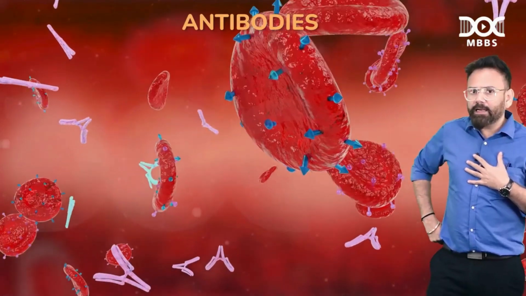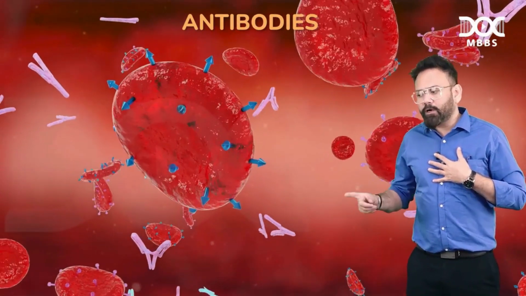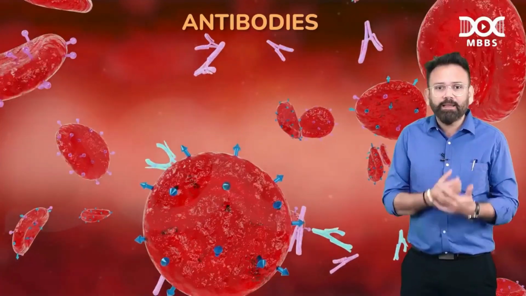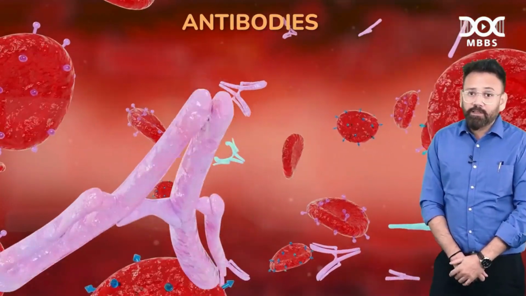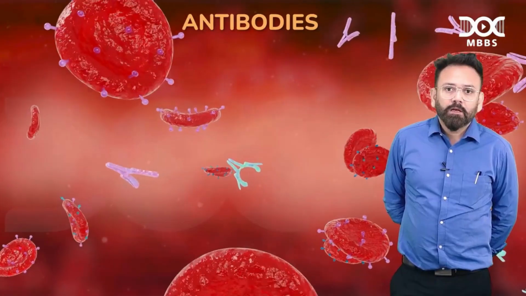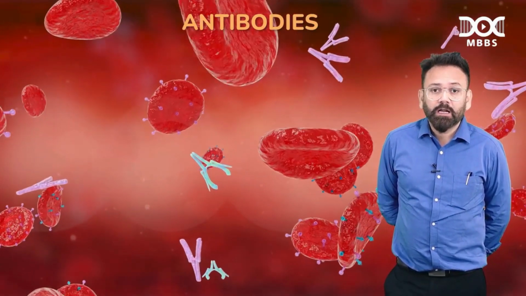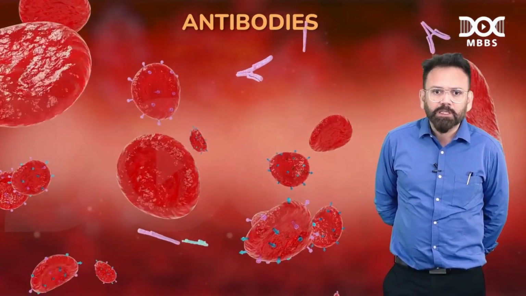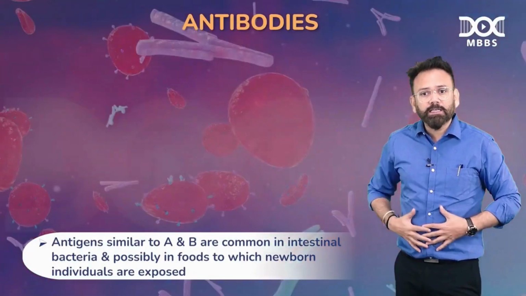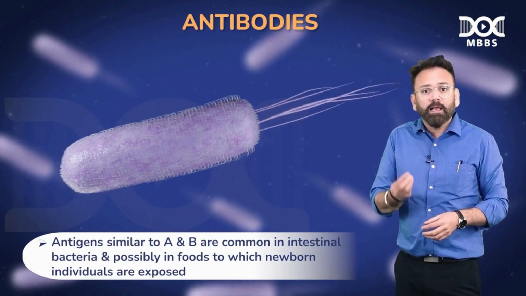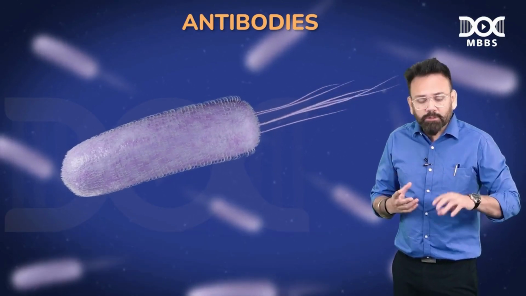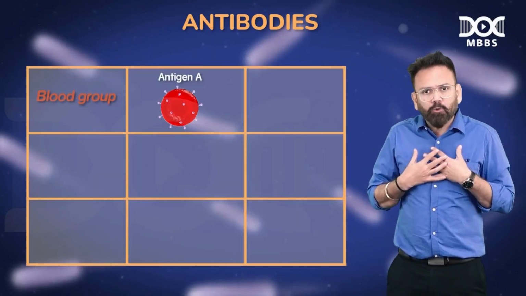If I am having A antigen, okay, the antibody is against B. So how is the antibody formed even when you are not having antigen B? This is my question. Actually, this is a very important question for Viva. In the hematology lab, in your grand Viva, in your examination, short question, if they are asking you about antigen and antibody, you have to mention this point that antigens similar to A and B are common in the intestinal bacteria and possibly in some food to which newborn individuals are exposed. Suppose that I am having A, my blood group is A.